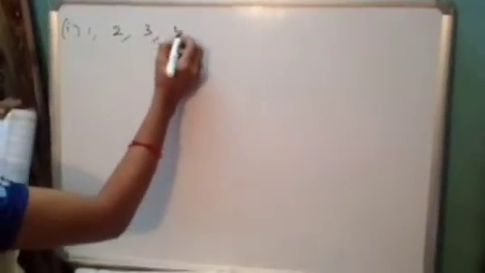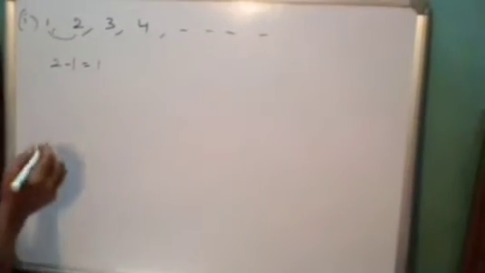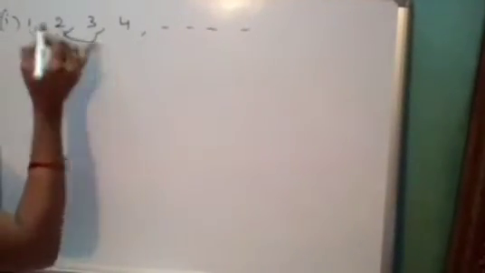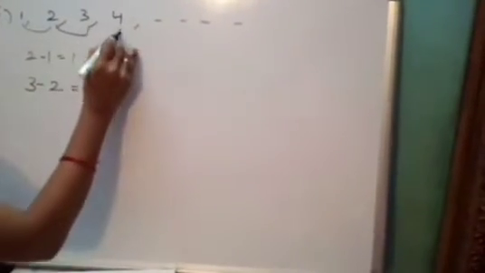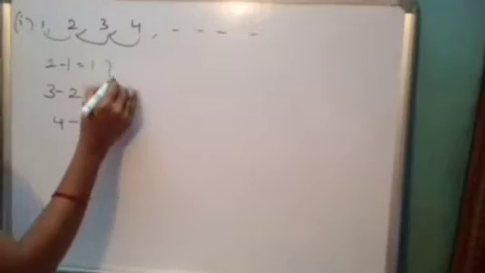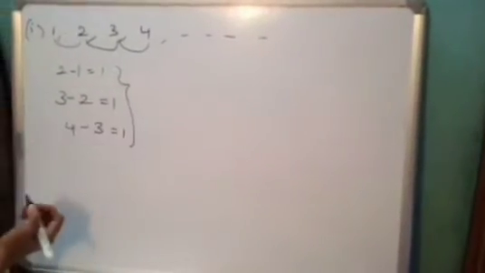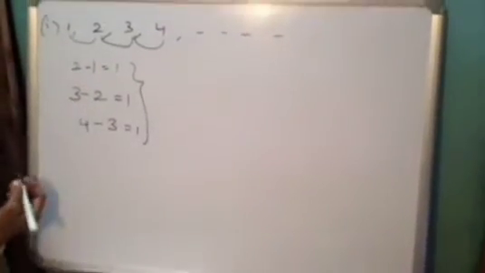First one: 1, 2, 3, 4 and so on. In this, the difference of the second term and the first term is 2 minus 1 equal to 1, and the third term and the second term is 3 minus 2 equal to 1. The fourth term and the third term is 4 minus 3 equal to 1. The differences of all these are common. So this is called the common difference.